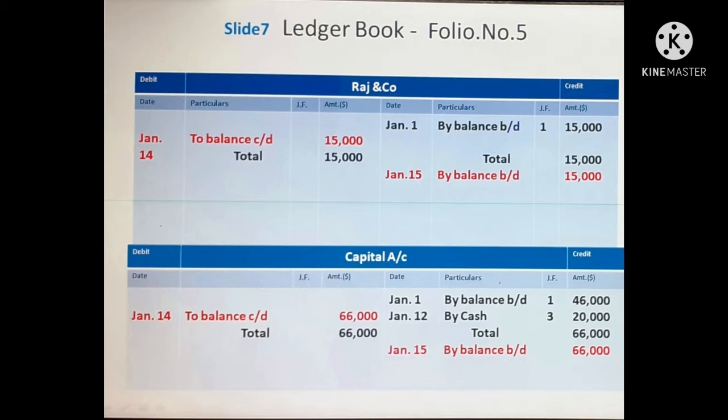Capital account normally will have only a credit balance. Look at the postings. Opening balance 46,000 on the credit side, by balance brought down from the previous period. Then January 12 additional capital brought in 20,000. Total capital is 66,000. So balance is 66,000 itself to balance carried down. And below the total it is brought down, by balance brought down 66,000. Capital account has a credit balance.